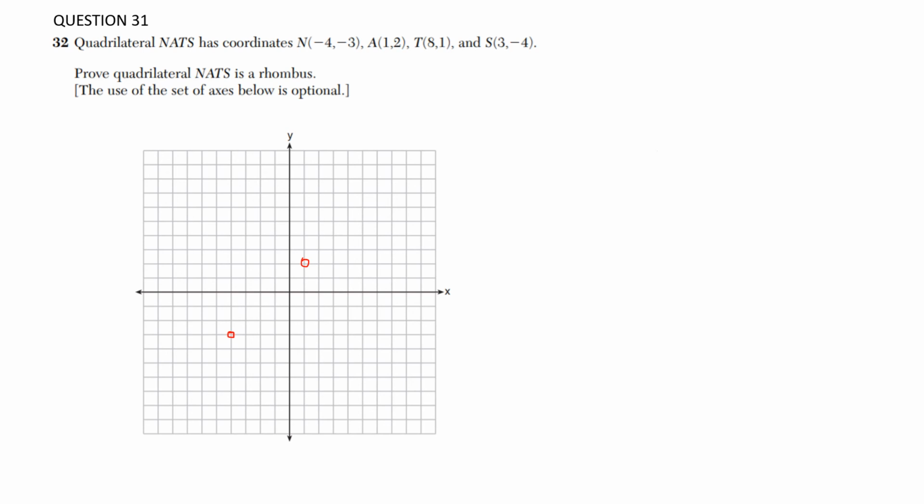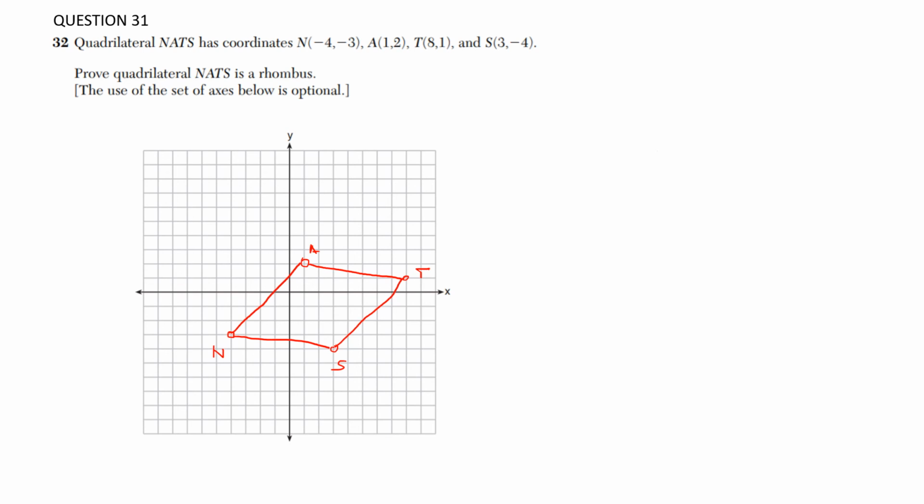T is (8, 1), that's right here. And S is at (3, -4), right here. N, A, T, and S. So let's connect these lines. Alrighty, let's get started.